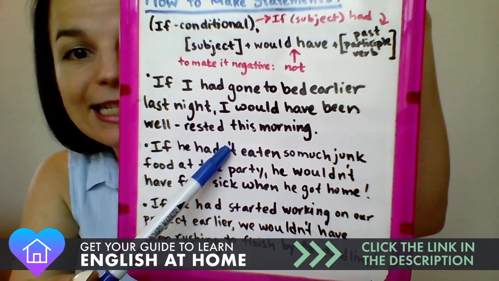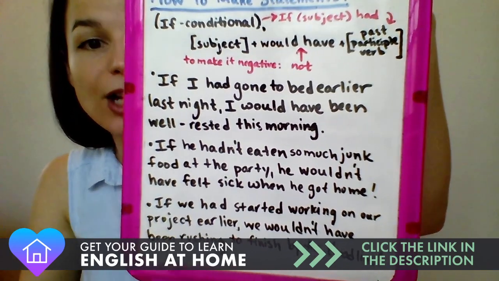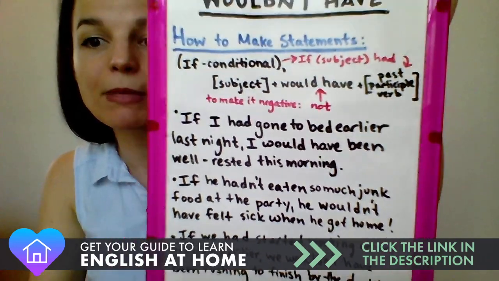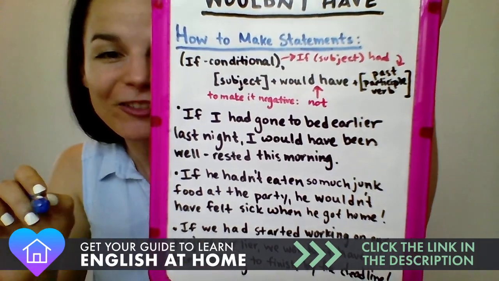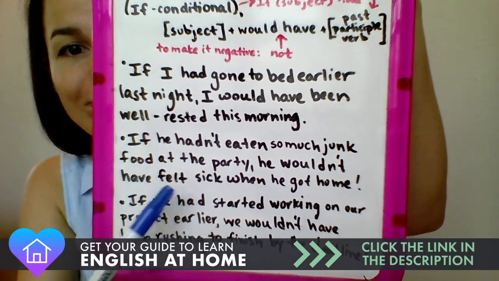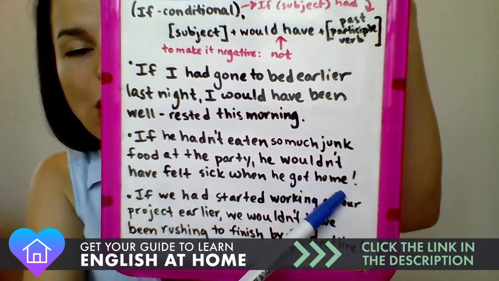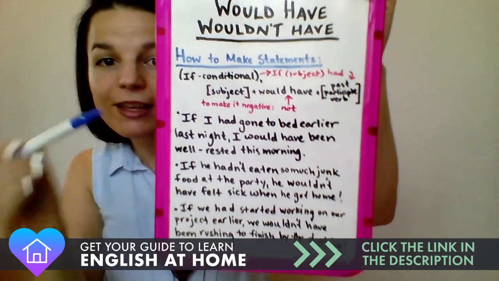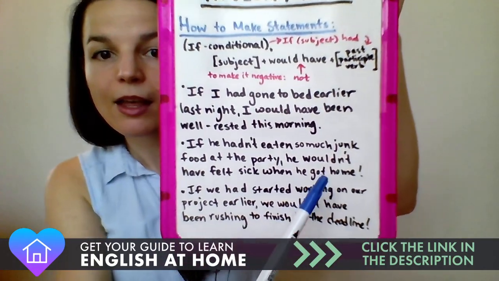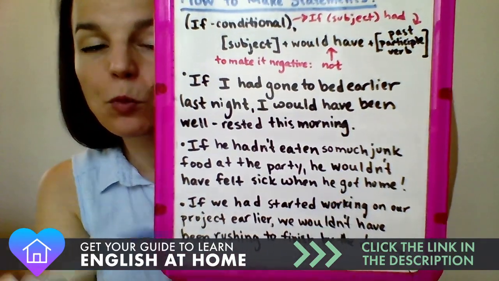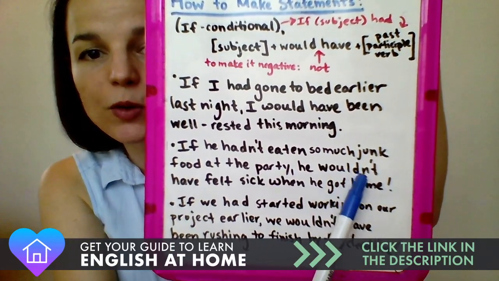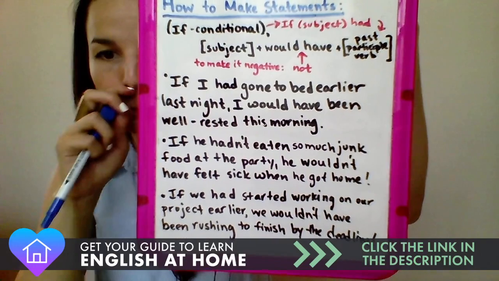If he hadn't, so this hadn't is had not. If he hadn't eaten so much junk food at the party, this part means he did. He ate a lot of junk food at the party. He wouldn't have felt sick when he got home. So that means if this past condition had not been true, this condition would not have been true. We know that because this is a negative. So this shows would not have been true. Okay.